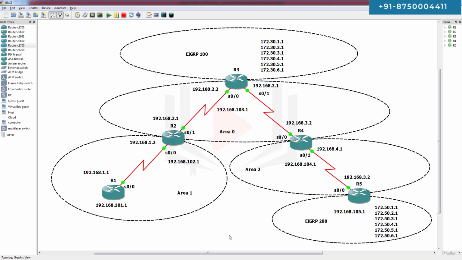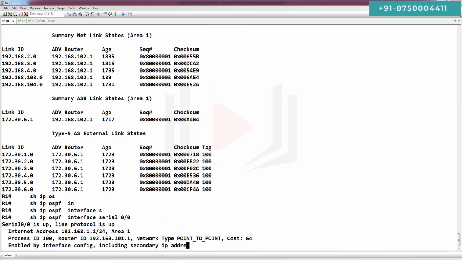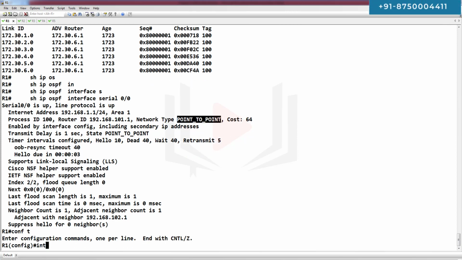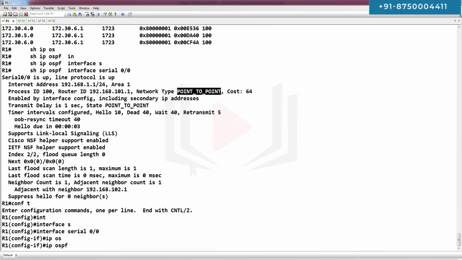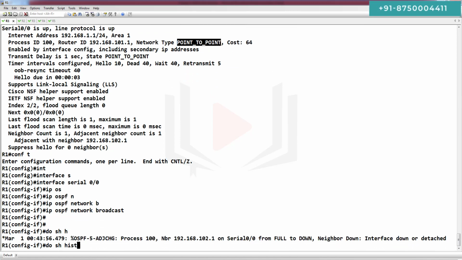Next is network LSA. Network LSA contains the DR router ID. DR is selected on broadcast and non-broadcast networks, so we have to configure this link as broadcast. Show IP OSPF interface 0/0. This is point to point. Now I'm going to configure it as 0/0, IP OSPF network broadcast, do show history.